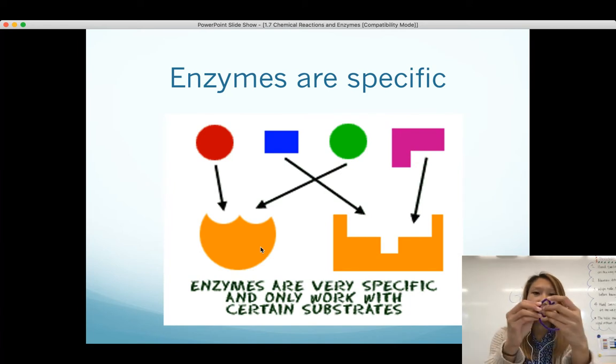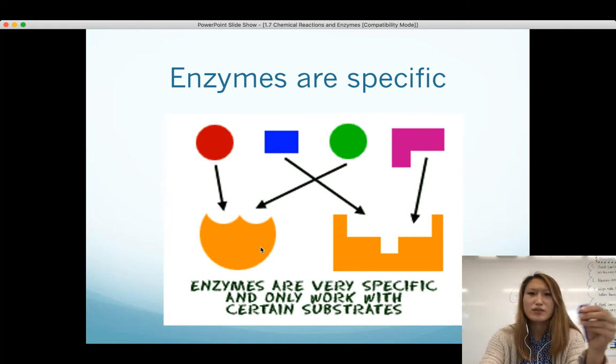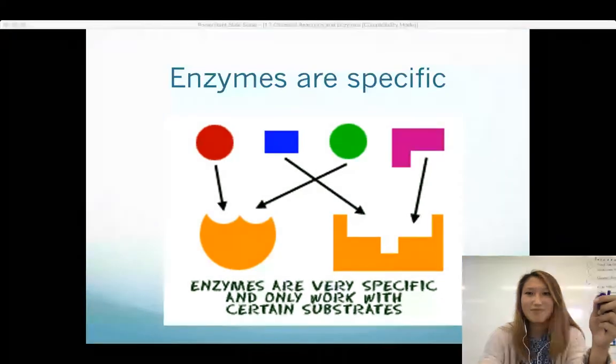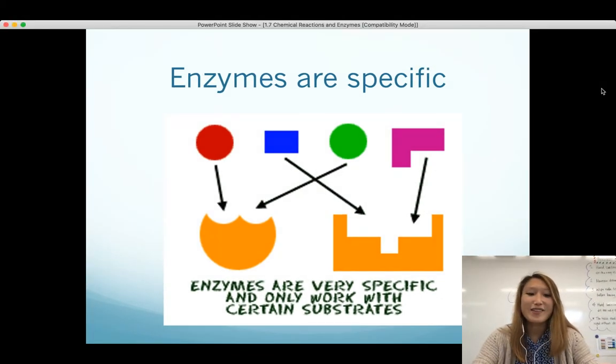So proteins have shapes. If you look at the camera, I don't know if I have the camera on. Oh my goodness.